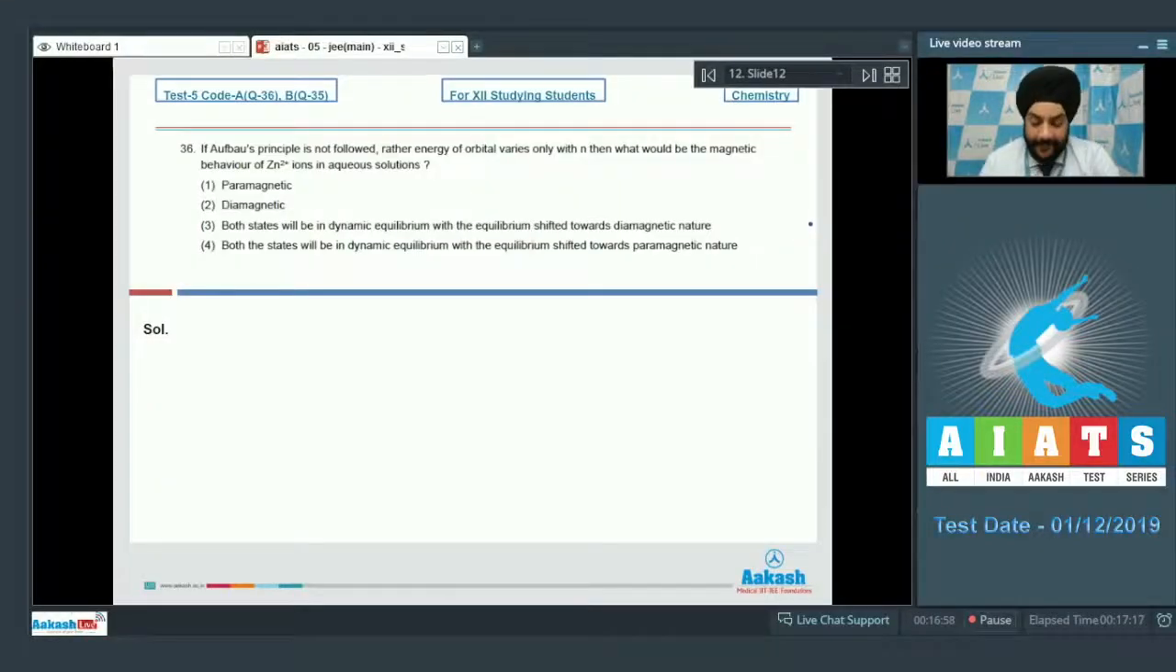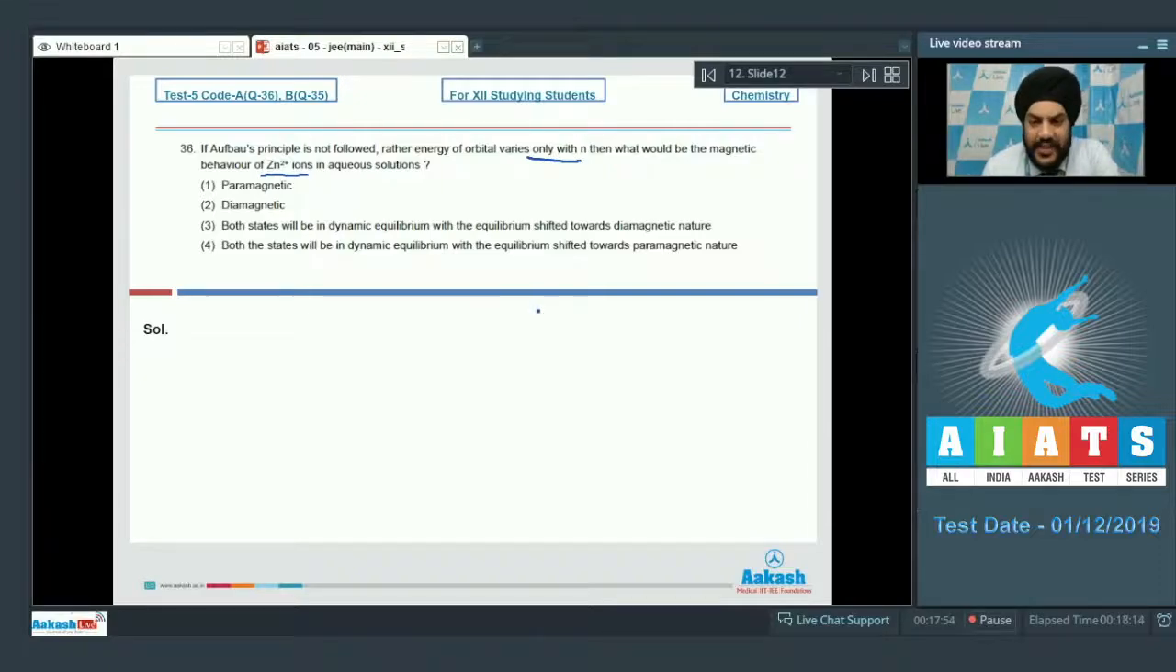Question number 36. If Aufbau's principle is not followed, rather energy of orbital varies only with n, then what would be the magnetic behavior of the Zn2+ ions in aqueous solution? Students, if we talk about this given condition, it is mentioned to us that Aufbau's principle is not followed and the energy of the orbital varies with n only.